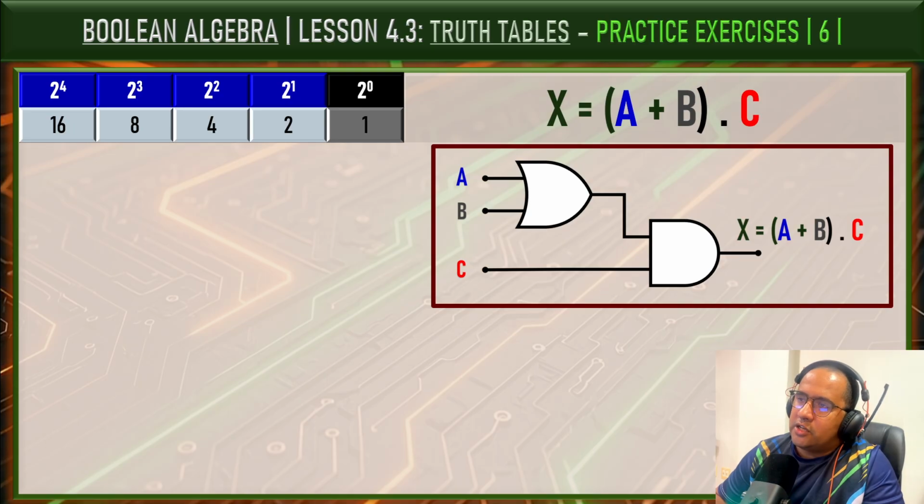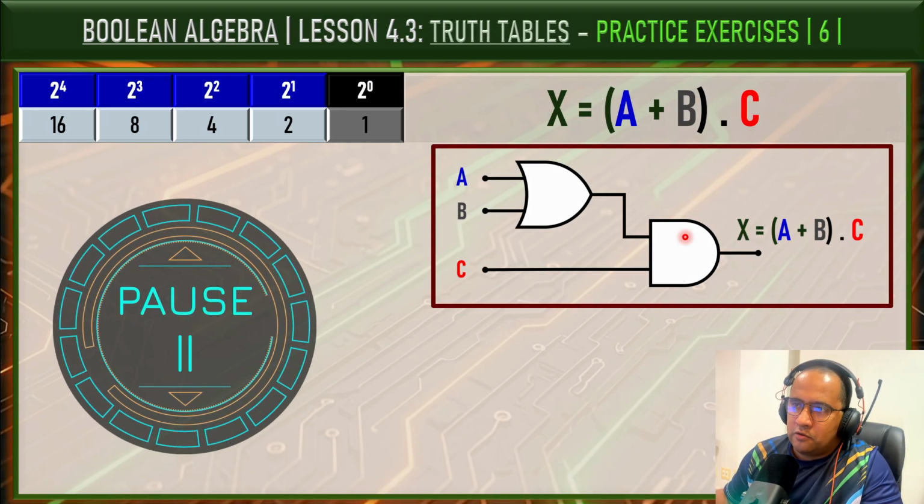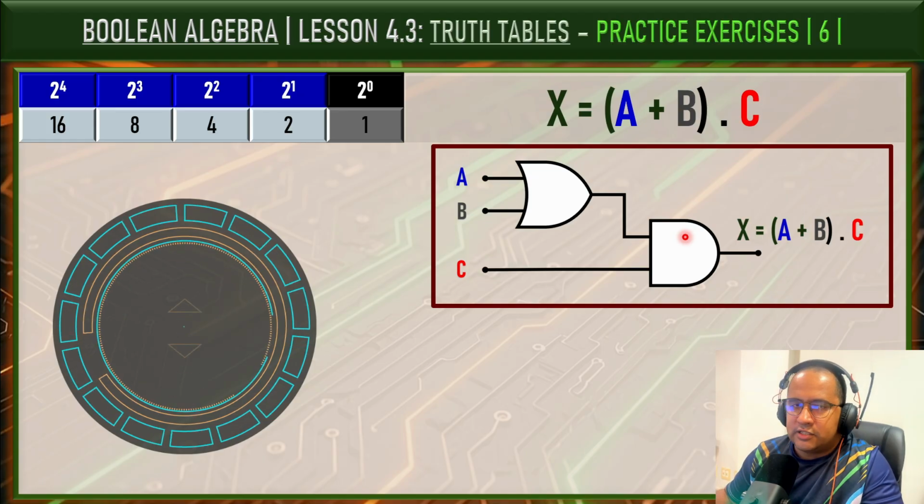Now we'll analyze a logical function composed of an OR gate followed by an AND gate. The logical expression is represented by (A + B), grouped inside parentheses, all multiplied by C. And here we can see its equivalent logic circuit. Okay? Pause the video and try to solve this exercise by yourself. Okay guys, if you're ready, let's solve it together.